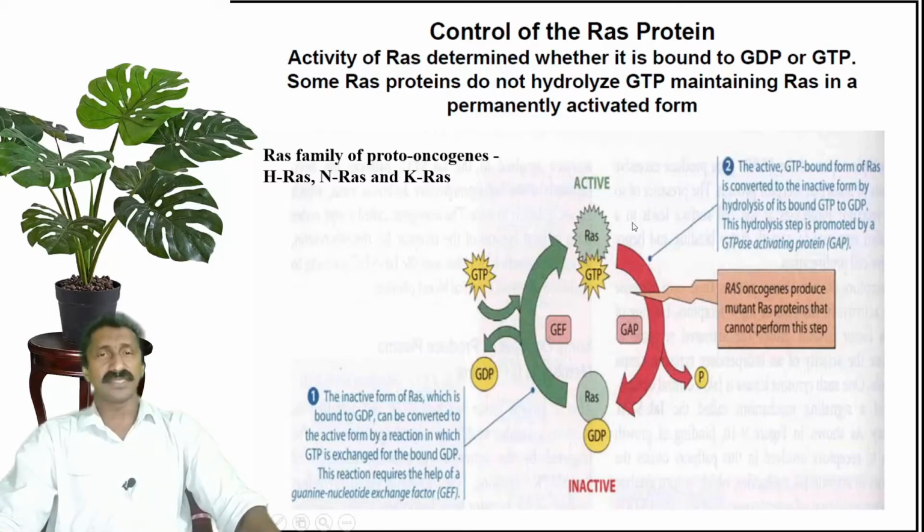But if there is a mutation that blocks this conversion or this GTPase activity, what happens is that these RAS proteins will be stuck at the active state for a long period. So that means it is now in a cancer state, or an oncogenic state, in which the RAS family proteins are always in an active state.